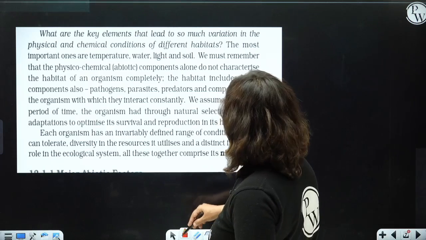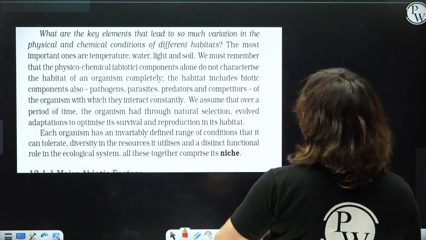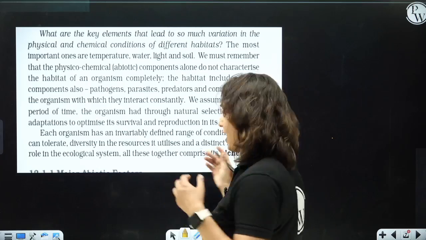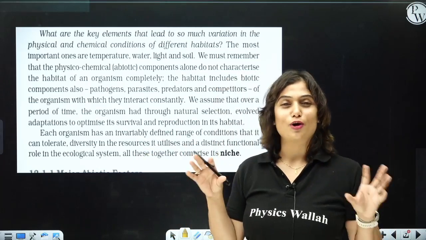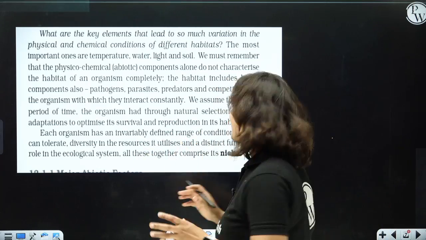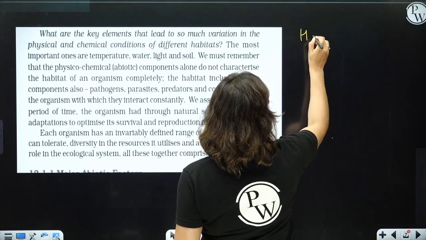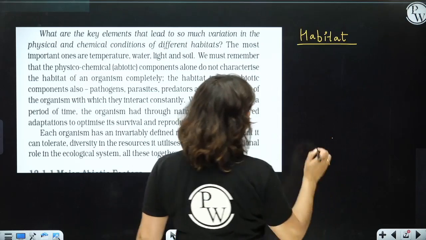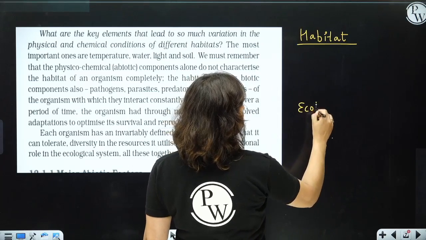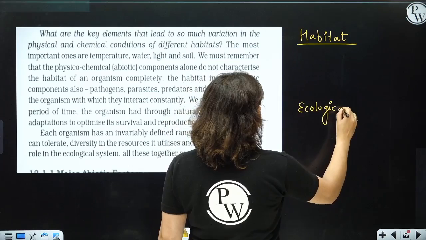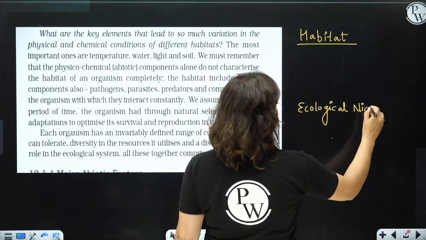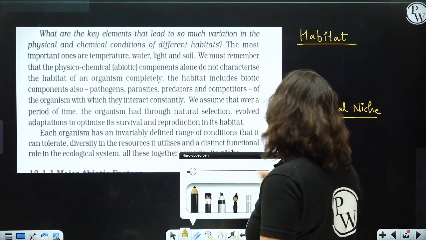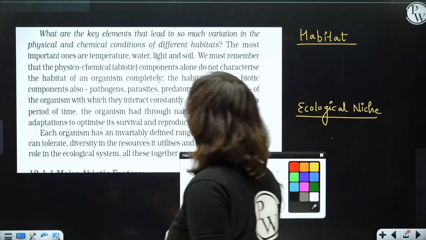Now let's understand. We have understood the levels of organization, but now let's understand 2 important topics. One is called habitat and the other one is called ecological niche. So let's read the beautiful lines of NCERT, and the question can come directly.